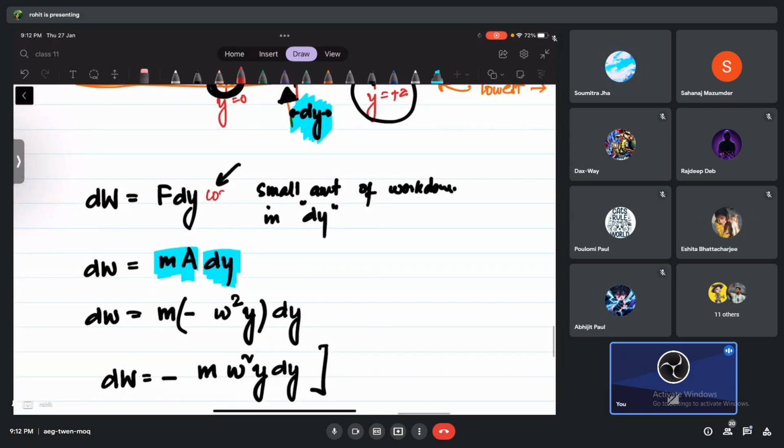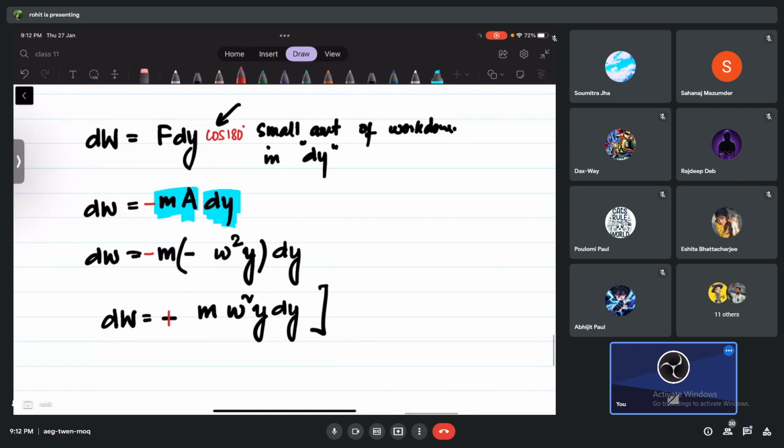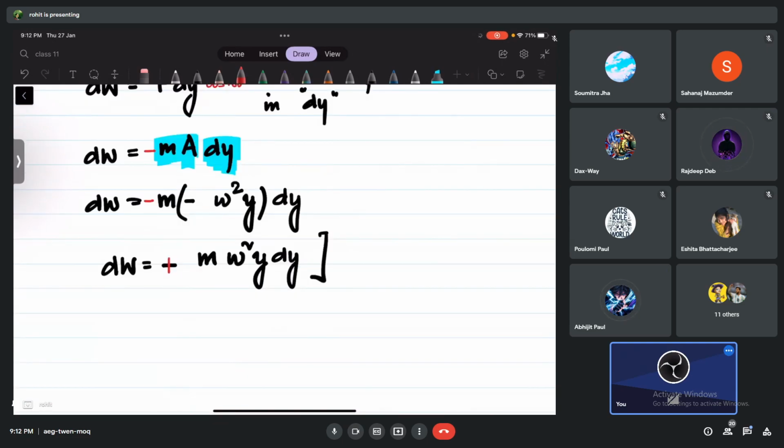So automatically I'll write here cos of 180 degree, right? Agree with this, sir? Cos of 180 degree means automatically I'm going to get what sign here? Minus. So I have an extra minus sign and I have minus inside also. The total will become what, guys? Plus.